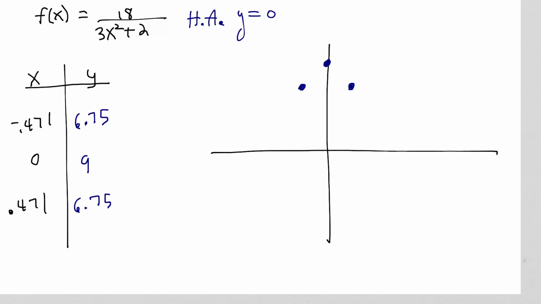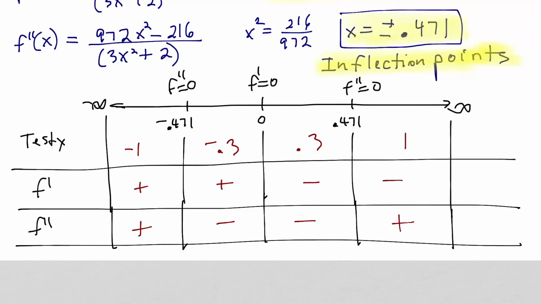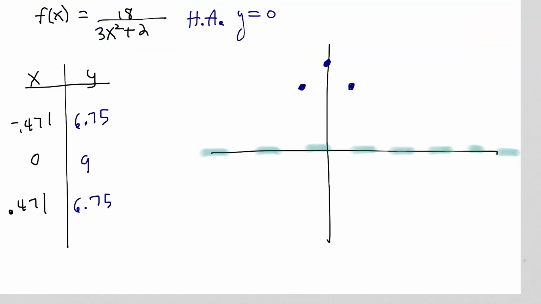So I'm going to draw a dotted line at y is equal to 0 right now. And of course, what this tells me is that my function is going to approach this horizontal line as it's heading out this way. Okay, so let's look at our table and see what it tells us about concavity and shape. So when I'm to the left, in this interval right here between -infinity and my first inflection point, I'm uphill, concave up.